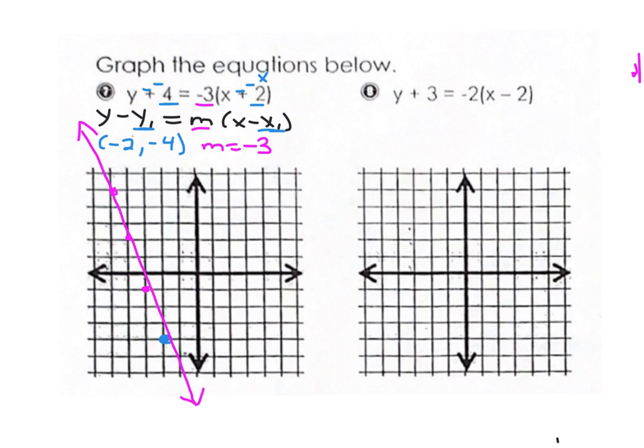Let's try our next one. So y minus y1 equals m times x minus x1. Let's look to pick out our key features. Let's start with picking out our slope. So we see that our m value is -2.